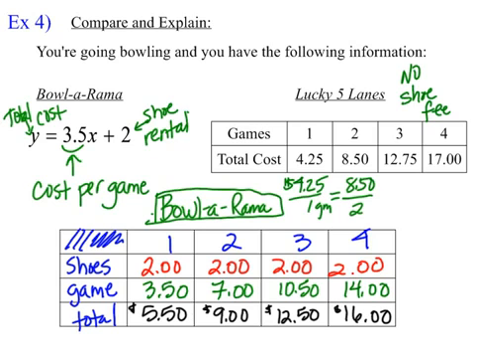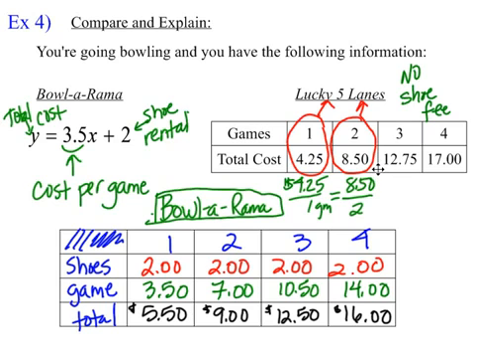So now to do a comparison, we need to sit and evaluate where it is going to be good at what point. So here, if we're only going to bowl 1 game, our best bet at 1 game is to bowl at the Lucky 5. Because it's only $4.25, where at Bowl-O-Rama it's $5.50. The same is true if I only want to bowl 2 games. Again, we're going to go to the Lucky 5 Lanes because 2 games are only $8.50.